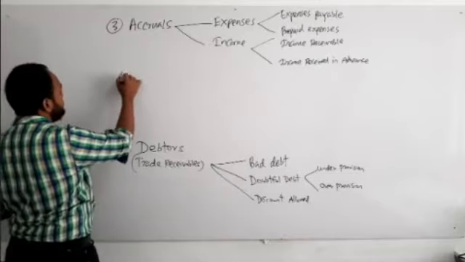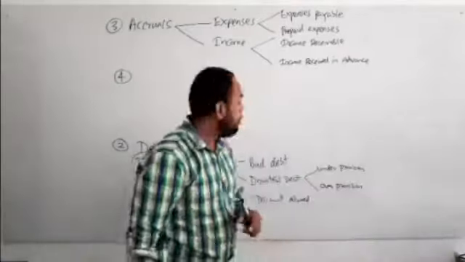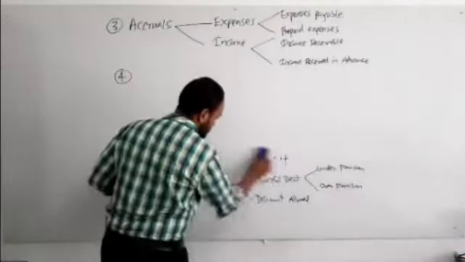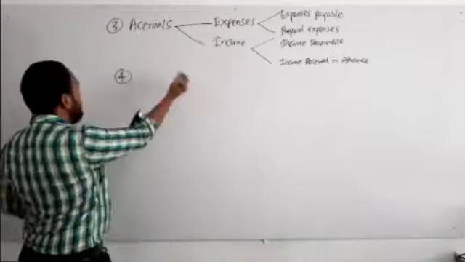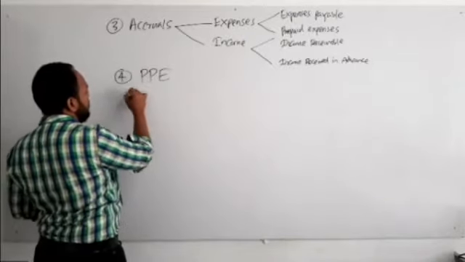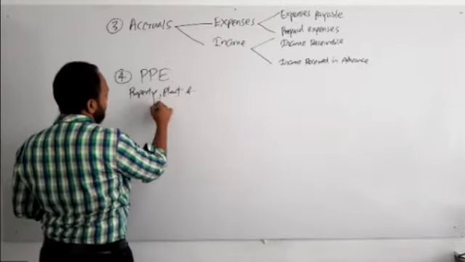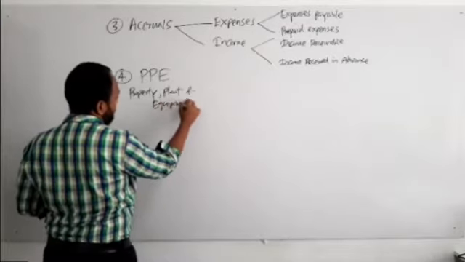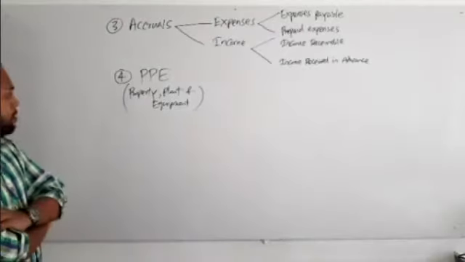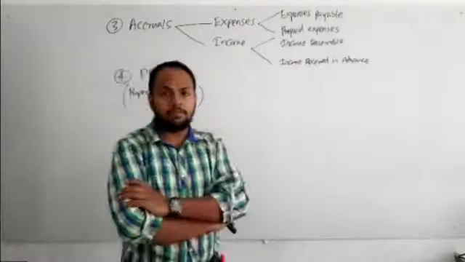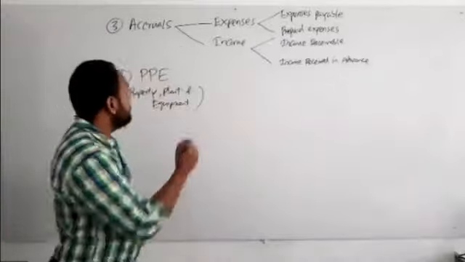Then number 4. So I hope everyone is writing this. Adjustments related to PPE. PPE means property, plant, and equipment. Adjustments related to PPE: land, building, vehicles, machineries, furniture, equipment.